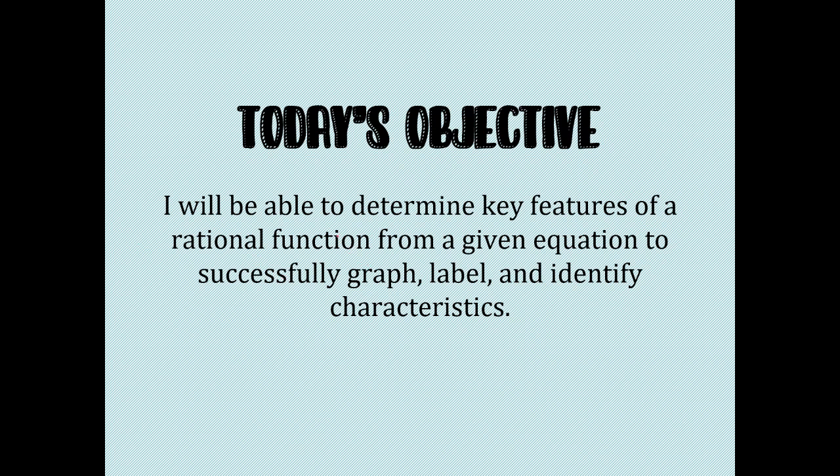So what we're going to be doing in this video lesson is we're going to determine key features of rational functions, right? That's not new. You know what some key features are, right? Like some critical points, where are the asymptotes. So that was something that was new. Any holes, the behavior, kind of, right? Like what happens around the asymptotes, what happens on the ends, that end behavior. Find the asymptotes of a rational function from a given equation, and successfully graph, label, and identify some characteristics, right? Like domain, range, all that fun stuff.